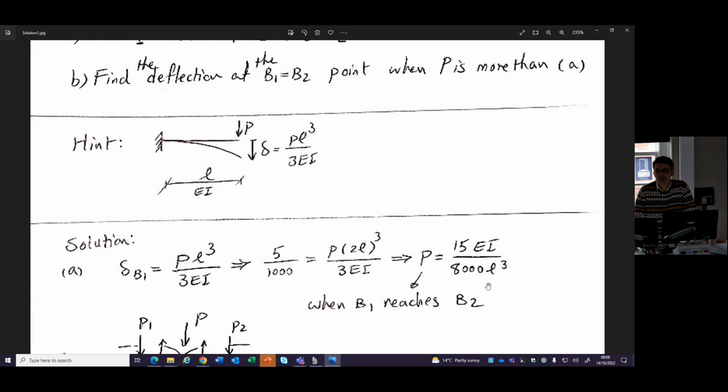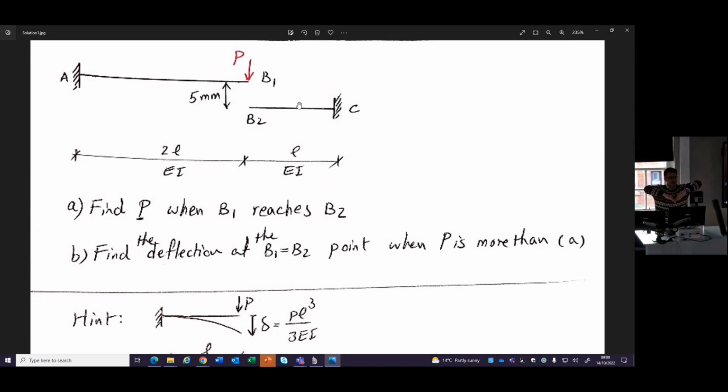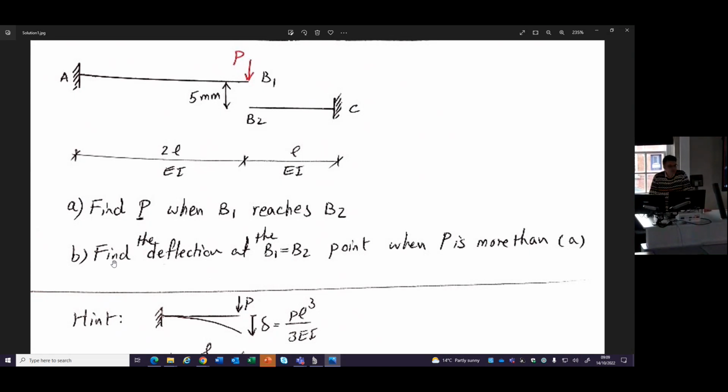Until P reaches this level of force, nothing happens for B2. B2C, this beam is just straightforward, no force, no deflection. So at this point B1 reaches B2, and if you press P more, they go down together, so both of them will deflect. They will work as a unique structure. So the second part of the problem aims to find the difference of B1 and B2 point when P is more than the case of A.